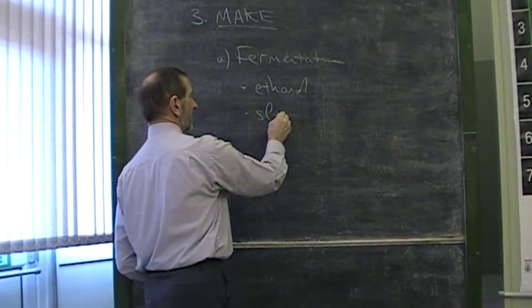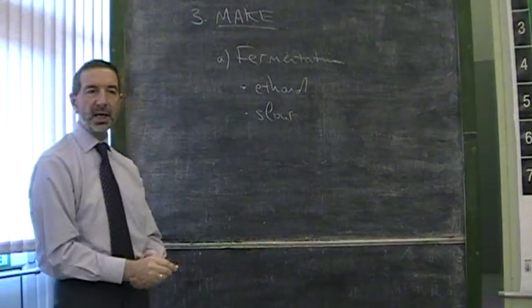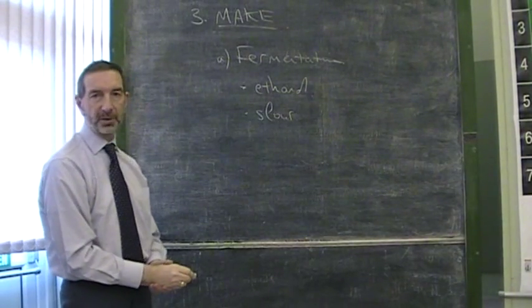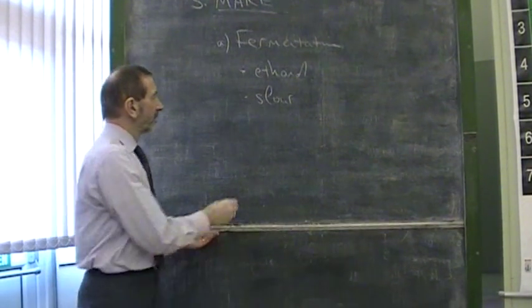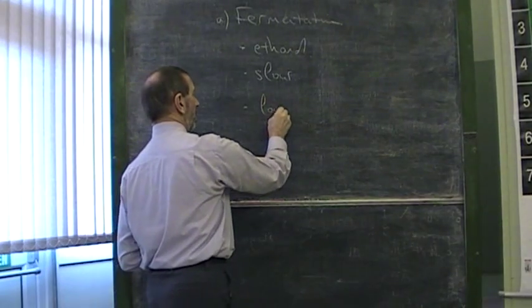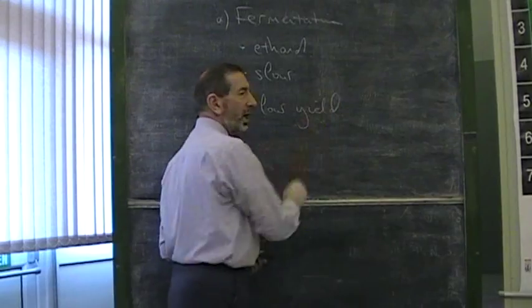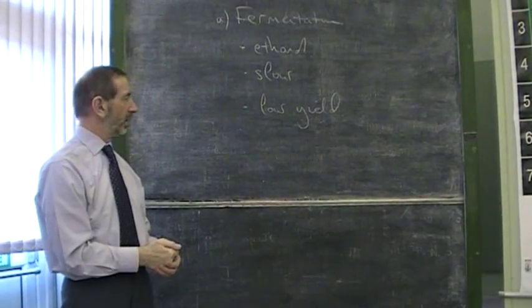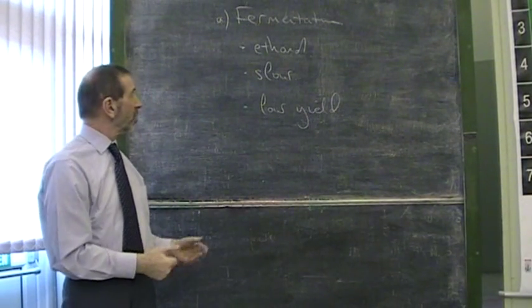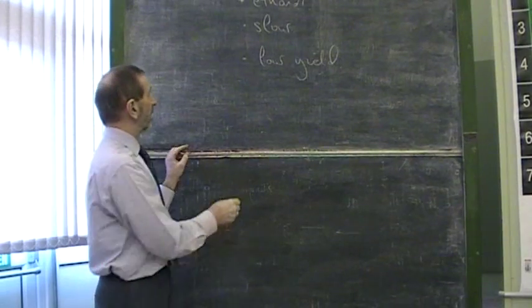Other problems are that it's a slow process. It takes many days for the material to ferment. And also, there's a very low yield. We end up with only a small percentage of ethanol. That isn't really very efficient. So we're really looking for something better than that.